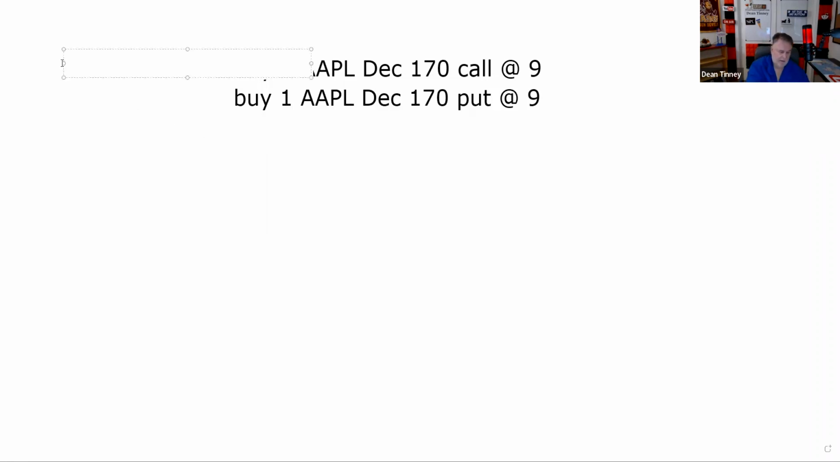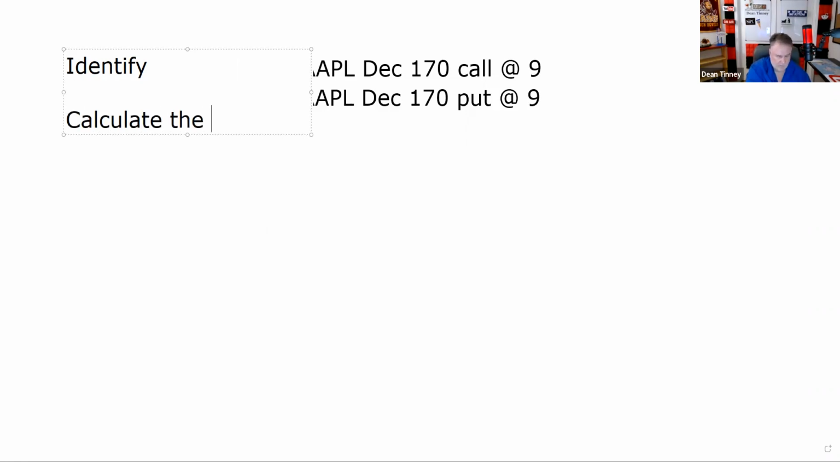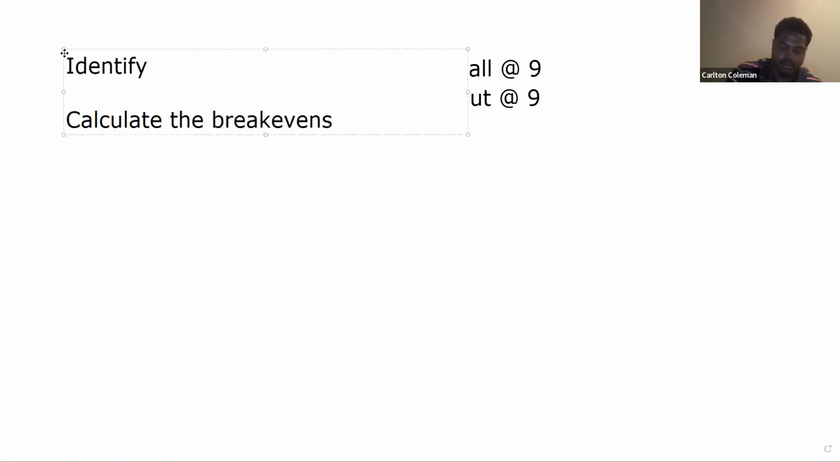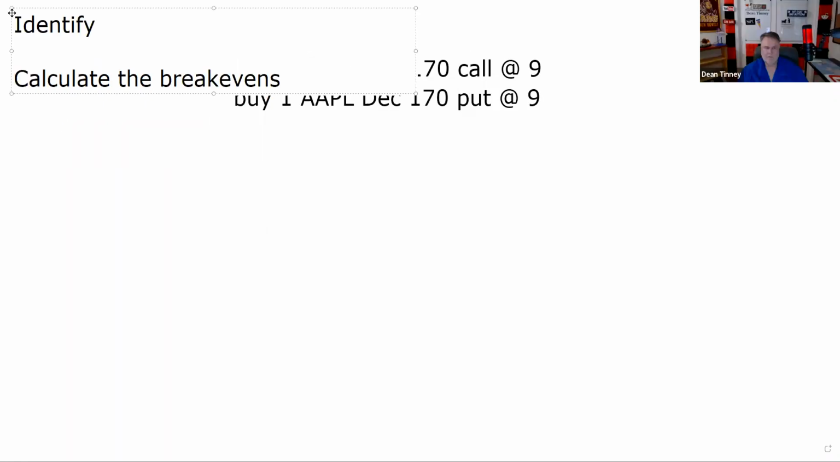Now, the second thing you've got to be able to do on a straddle is calculate the break-evens. This is the only option strategy where you have two break-evens. You know how to do that? You know how to calculate the break-evens in a straddle?